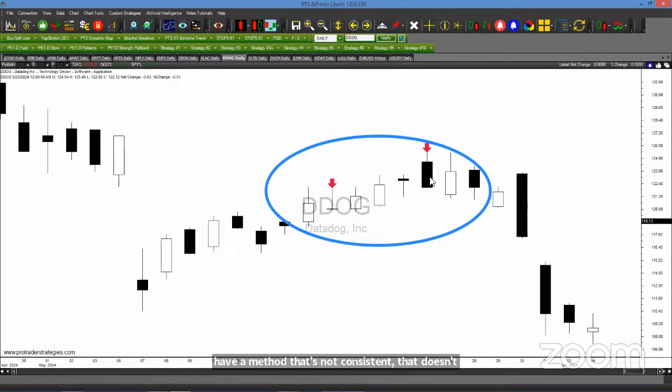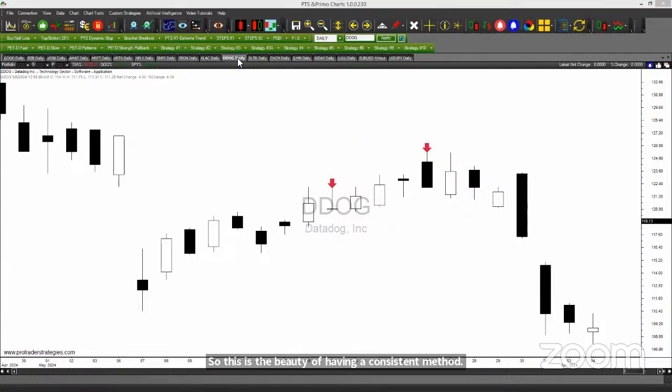But a consistent method is one that's able to recoup the losses. Had you taken the second signal, you not only would have made back that 4-point loss, but potentially captured 15 points. So this is the beauty of having a consistent method. There will be losses from time to time. That's okay. We just want to make sure that we can get back right up on top, okay?